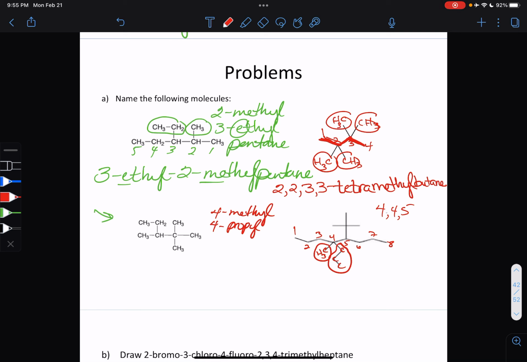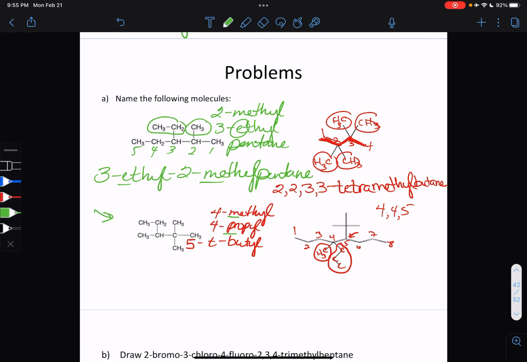Now, carbon number 5 right here, we have a big T. And that one's pretty easy to remember. That's going to be our T-butyl. And oops, I forgot to put the 5 in the front. Okay, so you can write T-butyl or you can write tert-butyl, but most of the time I see it written as T-butyl.